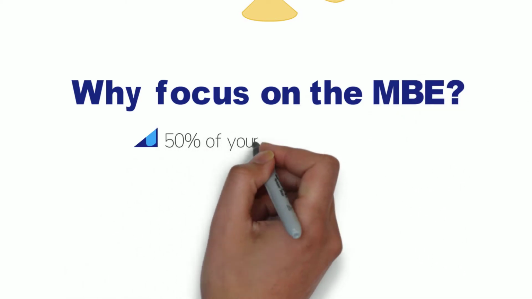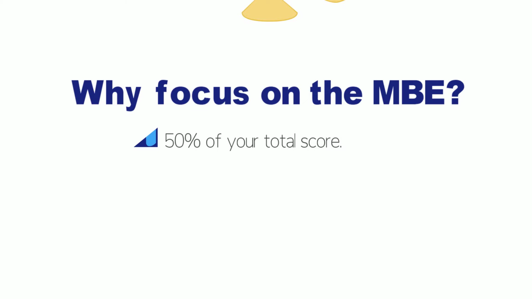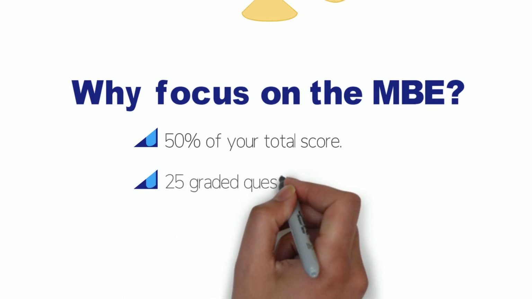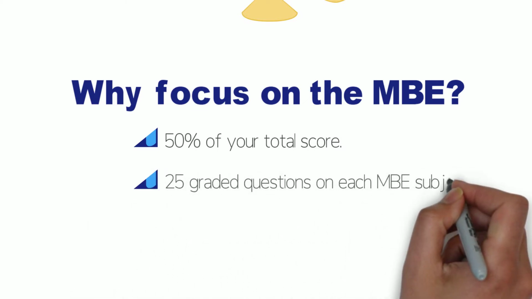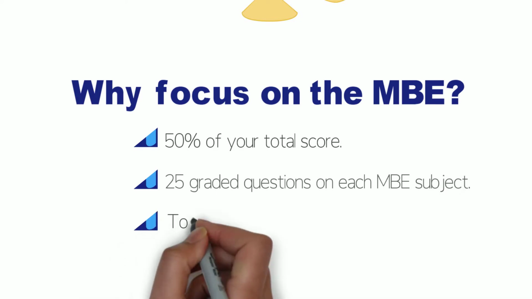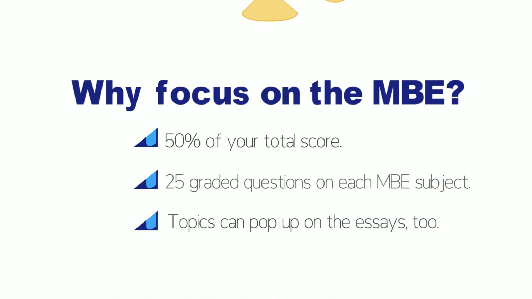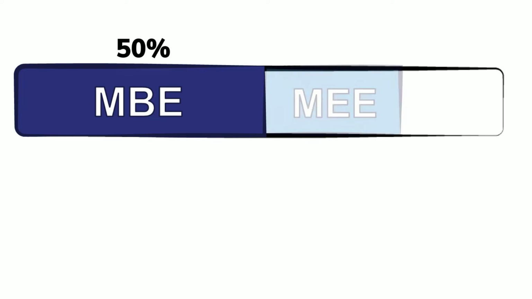First, the multiple choice is 50% of your total score. Second, you're guaranteed 25 graded questions on each MBE subject. No surprises. And third, the topics tested can pop up on the essays too. That means every MBE subject you crush, you're guaranteed MBE points, and maybe even some MEE points.